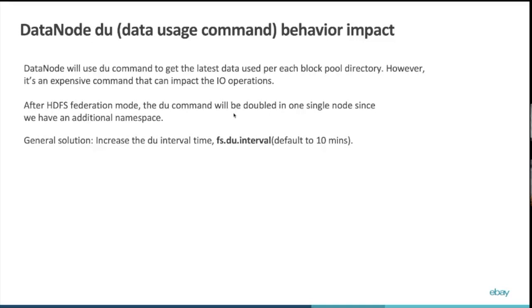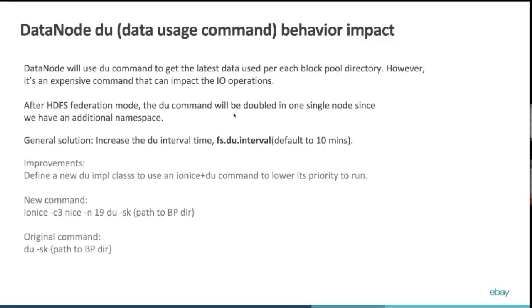When the DU is running, it will still lead to high load and high I/O wait. So we are thinking if we can find a way to lower its priority when running the DU command. So we use a new DU command where we add ionice to the DU command to lower its priority to run. And this can minimize the impact of this command.